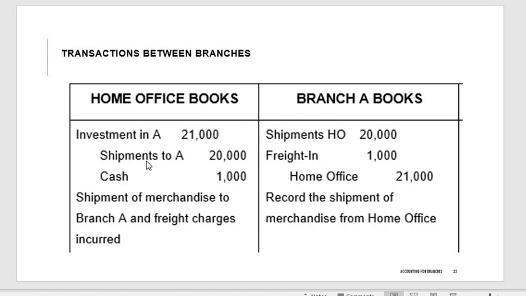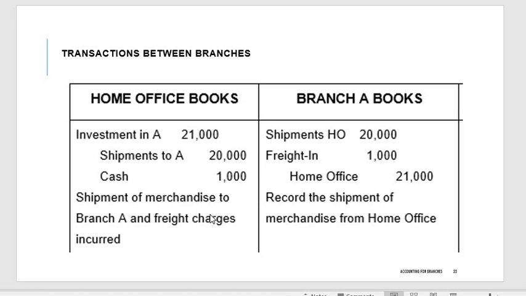This investment, kasi nagbayad ng freight is si home office. So, ang mag-record ng freight, of course, yung mag-receive ng merchandise. So, si branch, mag-record siya ng shipments from home office amounting to 20,000. That's the cost of the merchandise. Assuming it was billed at cost, mag-debit siya ng freight-in for the freight na 1,000. Credit siya ng home office na 21,000. Okay, so take note ha, same yung investment in A, 21,000, tsaka home office, 21,000.